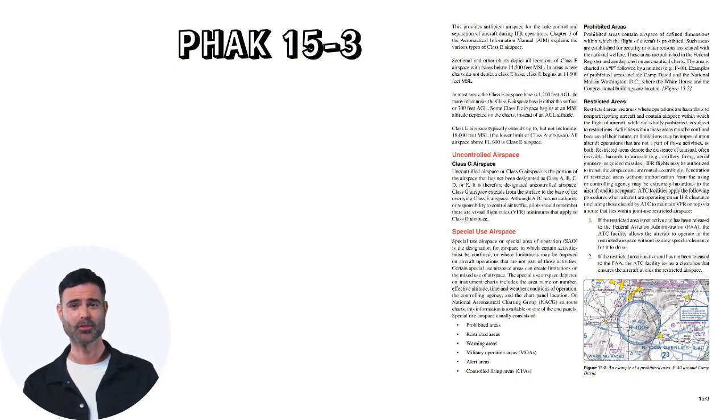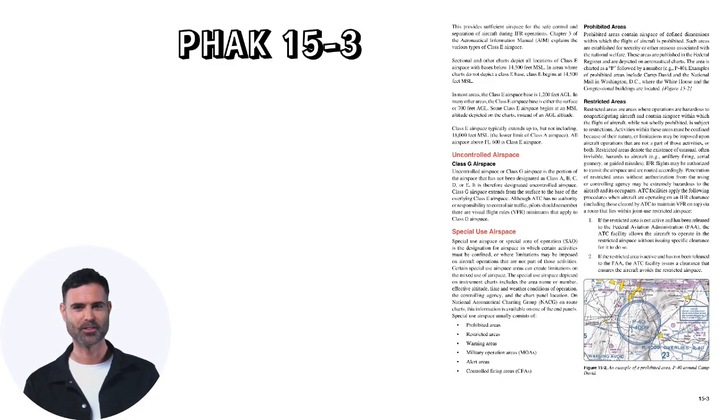Special use airspace. Special use airspace or Special Area of Operation (SAO) is the designation for airspace in which certain activities must be confined or where limitations may be imposed on aircraft operations that are not part of those activities. Certain special use airspace areas can create limitations on the mixed use of airspace.